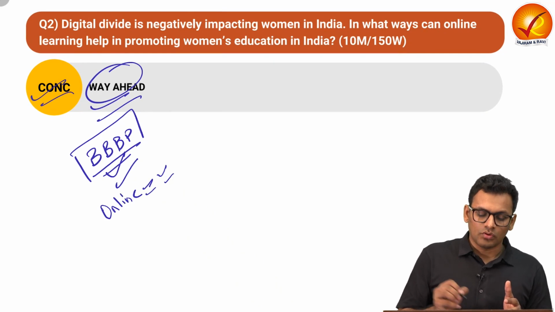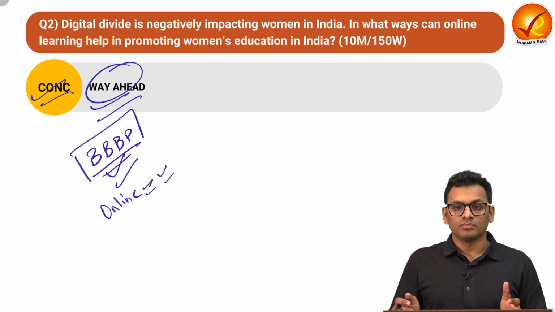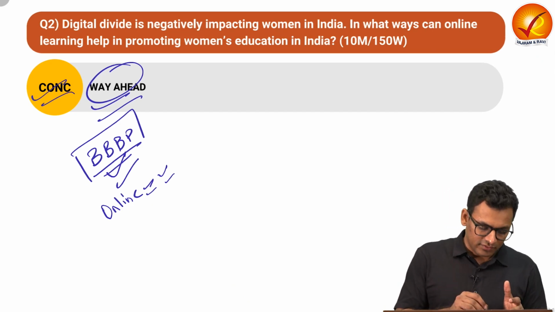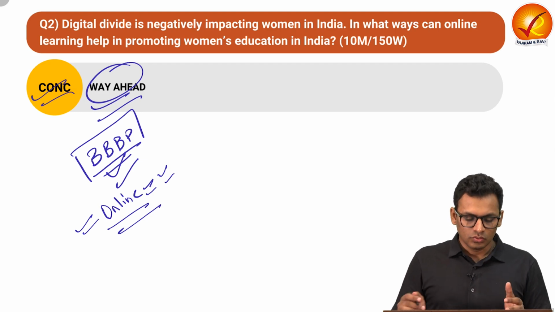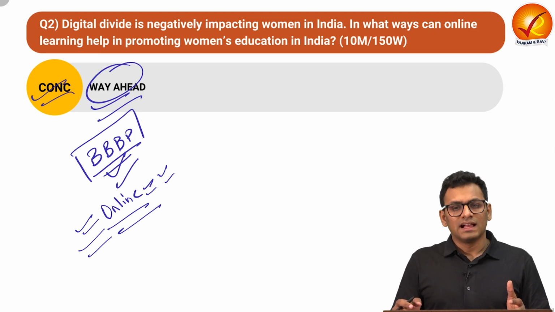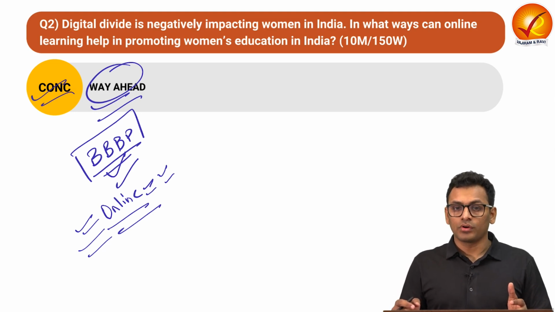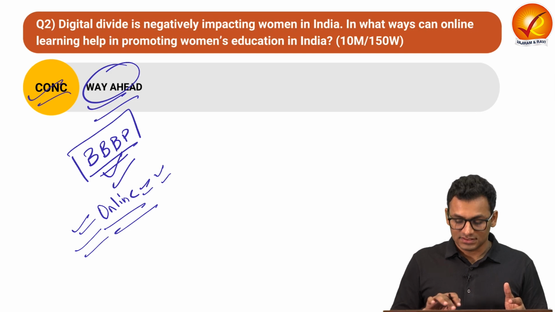Now, not just limiting to online education, we also must ensure that every kind of resource is accessible to every gender. So that is something you can write in the conclusion of question number 2. Let us see the model answer and understand how we can inculcate the same in our answer writing practice.